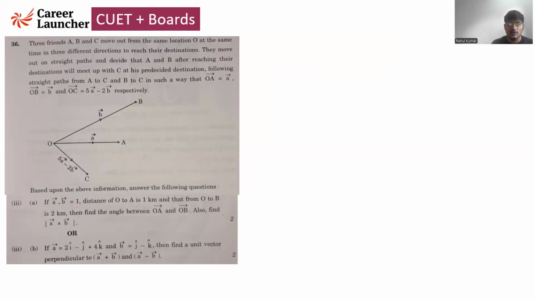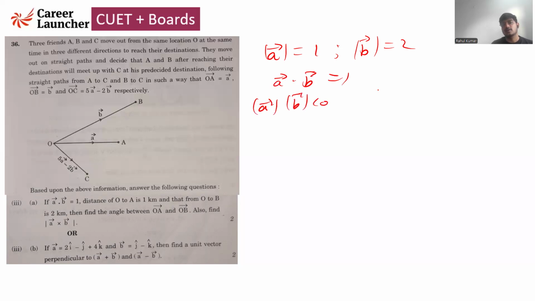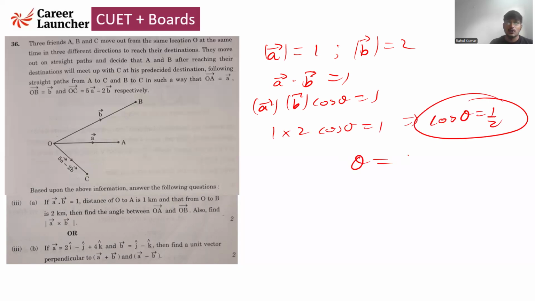Now, in the third part, A dot B is given as 1, the A vector's magnitude is given as 1 unit, and the B vector magnitude is given as 2. Now you need to find the angle between them. A vector magnitude multiplied by B magnitude and cos theta is equal to 1, so cos theta is equal to 1 by 2. Remember, you have to write the angle in radians. So cos theta is 1 by 2 at 60 degrees, and 60 degrees means pi by 3.